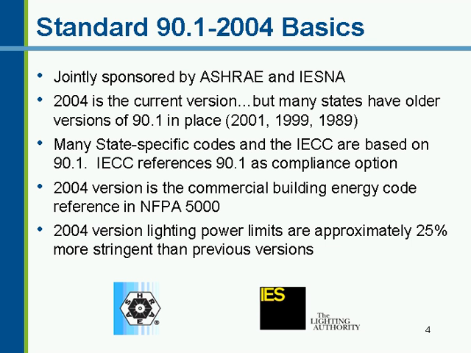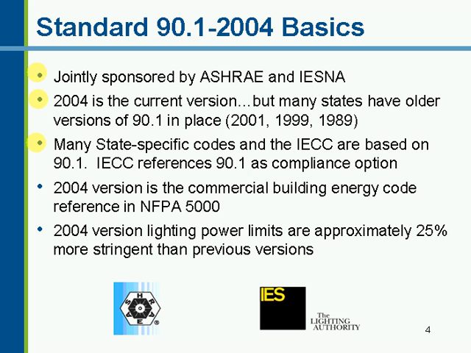So let's go on to a little bit of basics on the 90.1-2004. It is a jointly sponsored standard by ASHRAE and IESNA. It has been for many years. 2004 is the current version of the ASHRAE 90.1 standard. The 2007 version will be out soon. Many states have an older version of 90.1 in place, as we discussed before, the 2001 or 99 version, and some even still have the older 1989 version, but that's fast going away.